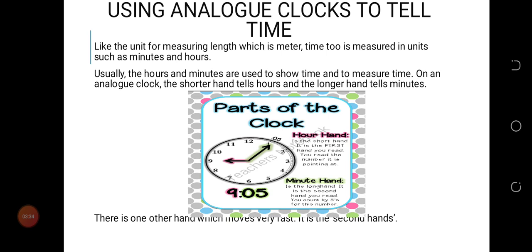So there's one other hand which moves very fast. It is the second hand. Some clocks have only the minute hand and the hour hand, but some other clocks also have the hour hand, the minute hand, and the second hand. The second hand moves very fast. It goes round the clock 60 times, and the long hand moves once.